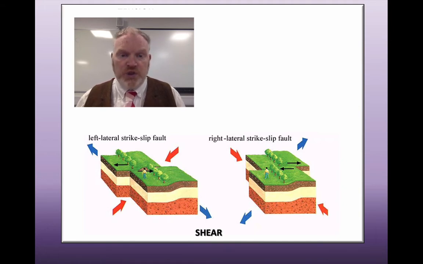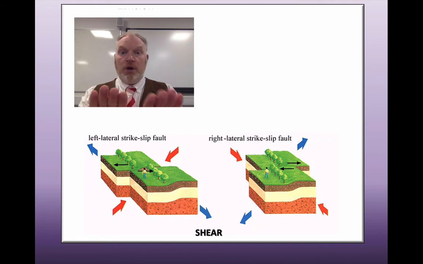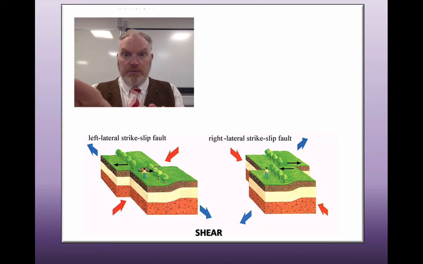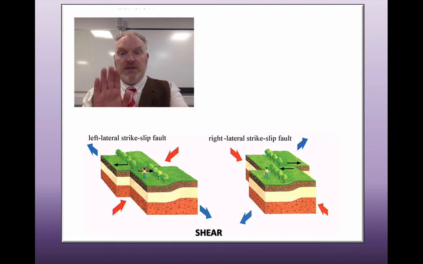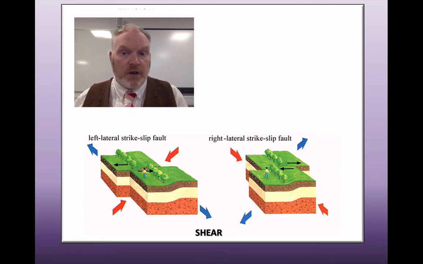The way to work out which is which is to actually model the movement with your hands. If you put your hands on, if you like, where the fault blocks would be, and move your hands as the blocks have been displaced, the hand closest to you is the one that describes the movement. So if the movement's like this, it's left lateral. If it's like this, it's right lateral. And it doesn't matter which way you're looking at the fault in terms of which type of movement it is. It's the same. Okay.